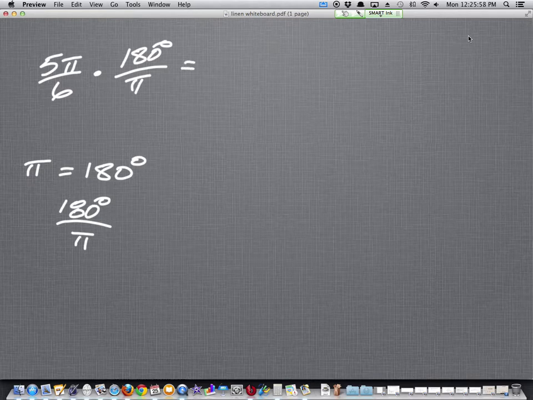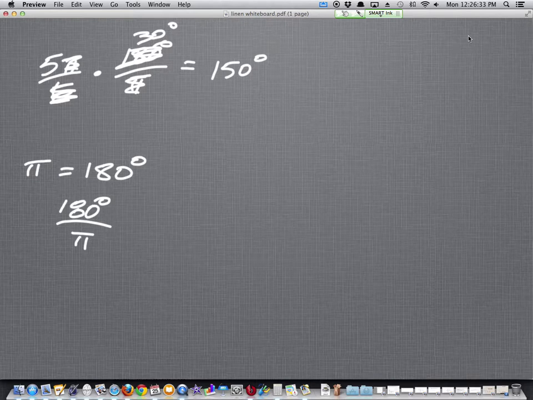And what happens nicely for me there? The pi's cancel out. I can reduce 6 and 180, both of these, by what? 6. So that goes away, and this turns into 30. And then I go 5 times 30, and I end up with 150 degrees. So an angle measured in radians as 5 pi over 6 is the same thing as an angle measured in degrees, which would be 150 degrees. So 150 degrees is the same thing as 5 pi over 6.